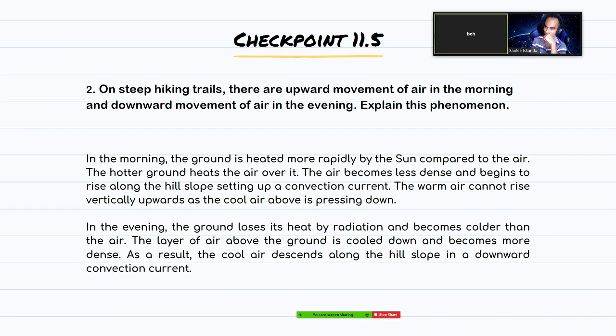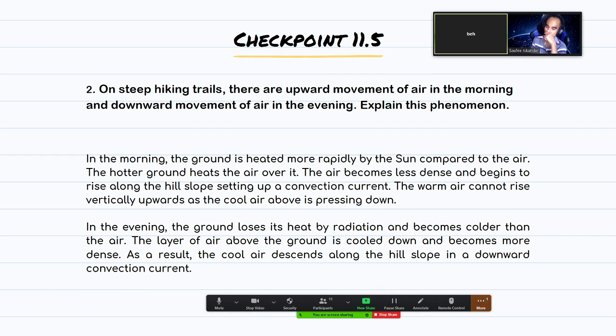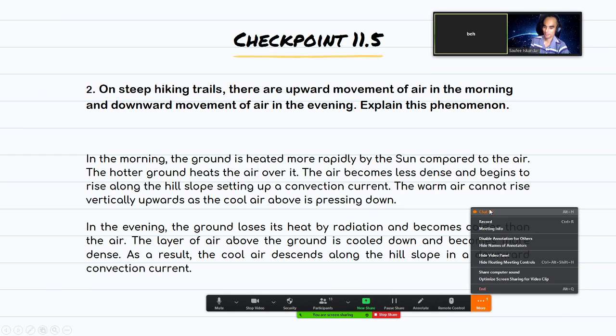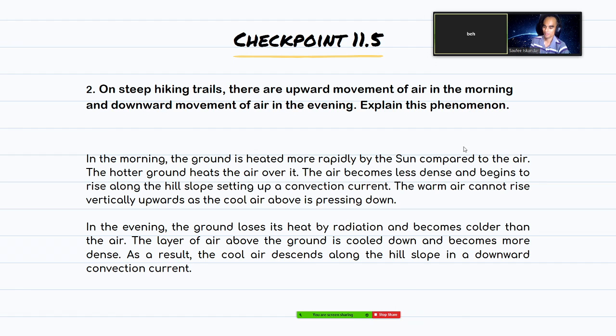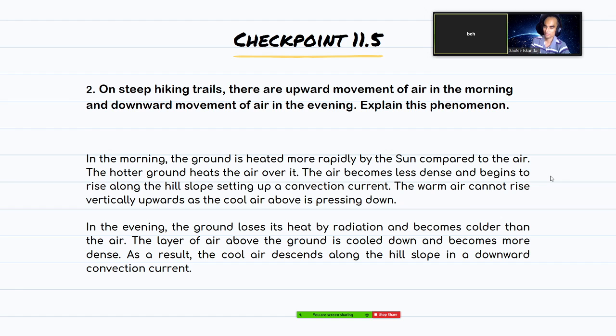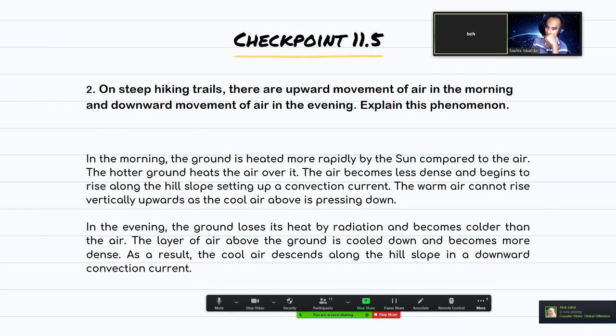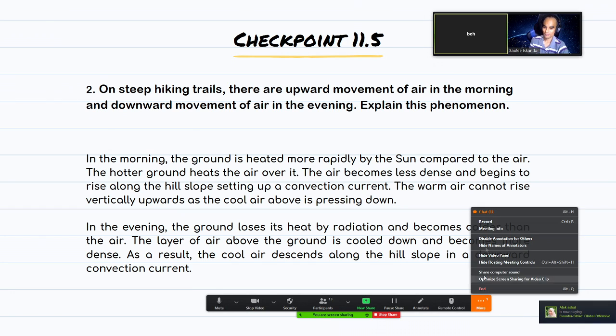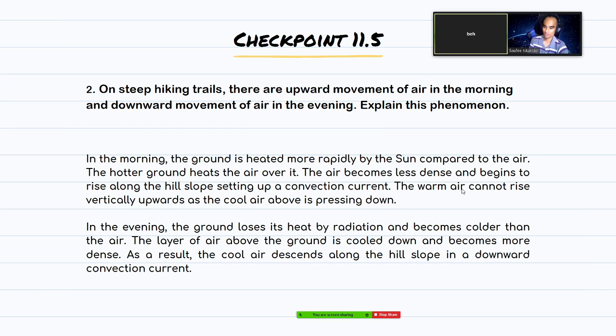So the next question: on steep hiking trails, there is upward movement of air in the morning and downward movement of air in the evening. Explain this phenomenon. In the morning, the ground is heated more rapidly by the sun compared to the air. The hotter ground heats the air over it. The air becomes less dense and begins to rise along the hill slope, setting up a convection current. The warm air cannot rise vertically upward as the cool air above is pressing down.